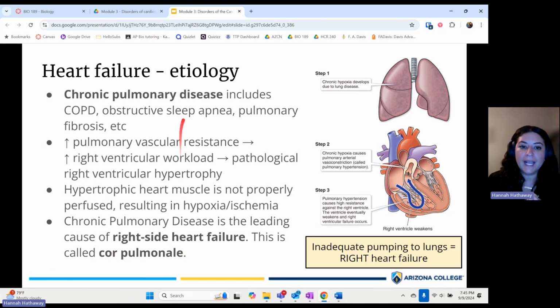This is in part why things like sleep apnea can be so dangerous, because over time, if untreated, it can lead to right-sided heart failure. So the key thing to remember here is if you have right-sided heart failure, the right side of the heart is not working as effectively as it should, which means the outcome is going to be the lungs are not getting enough blood because the right side isn't able to meet that demand.